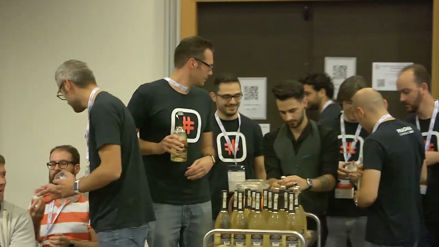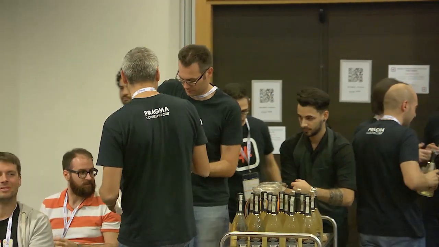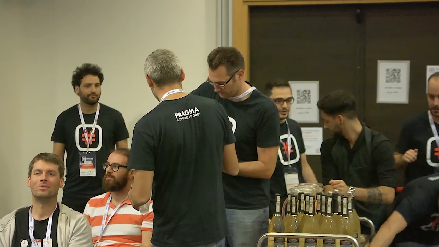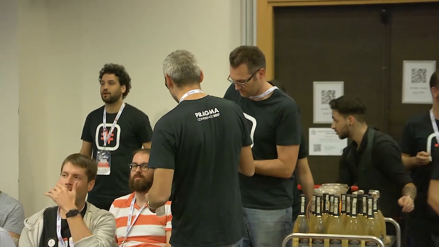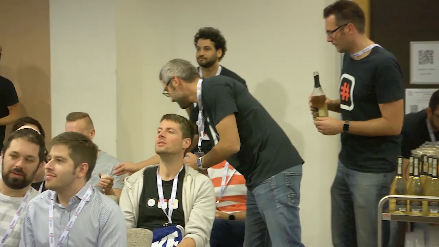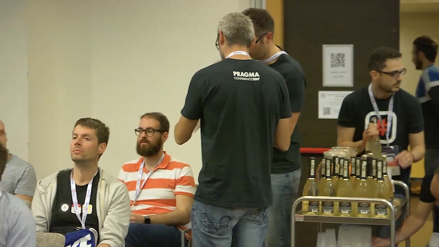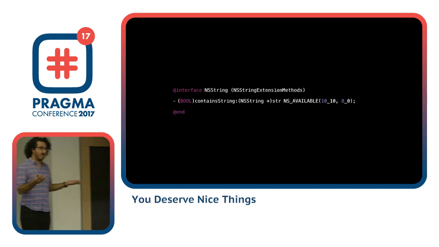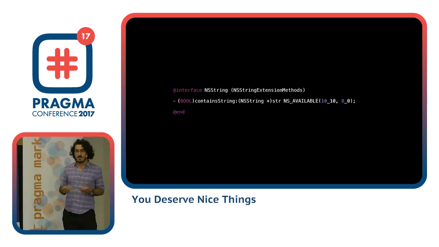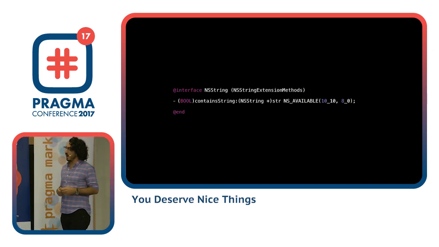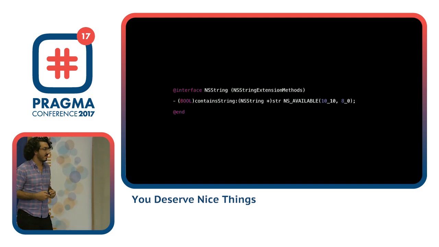All right, so while they do that, I'm going to get started. Our story begins with this humble method. This is a method on NSString, and it's called containsString, and it tells you if one string is completely contained within another string. It's a super useful function. I'm sure all of you have used it before, and it really belongs in every standard library. Pretty much everybody should have access to something like this.